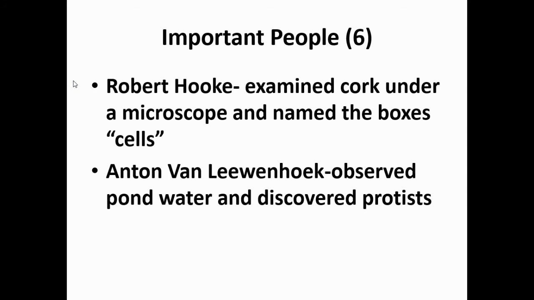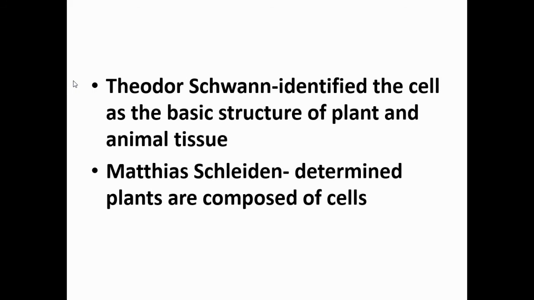Antoine van Leeuwenhoek is the second guy. He observed pond water and he discovered protists. He really discovered microorganisms. Theodore Schwann identified the cell as a basic structure of plant and animal tissue. So he went out and said that animals are made of cells. And I always remember him because Schwann kind of sounds like swan, and swans are animals. Matthias Schleiden, he determined that plants are composed of cells.